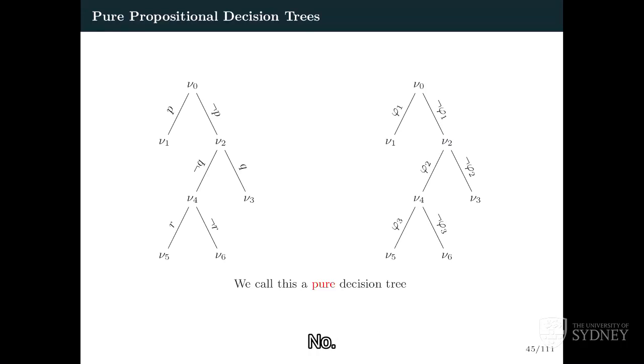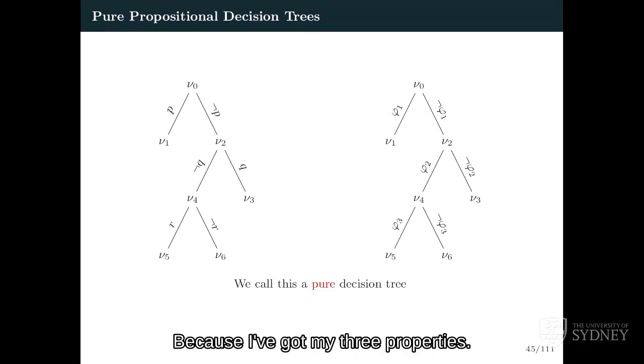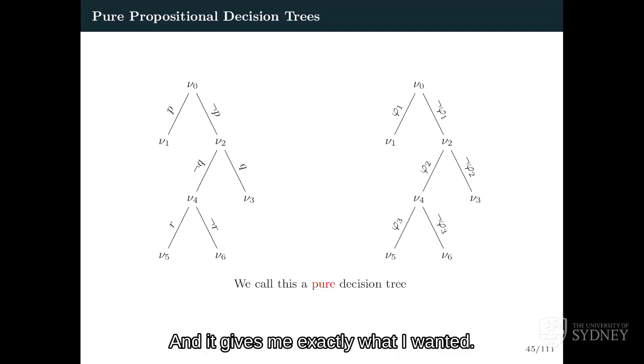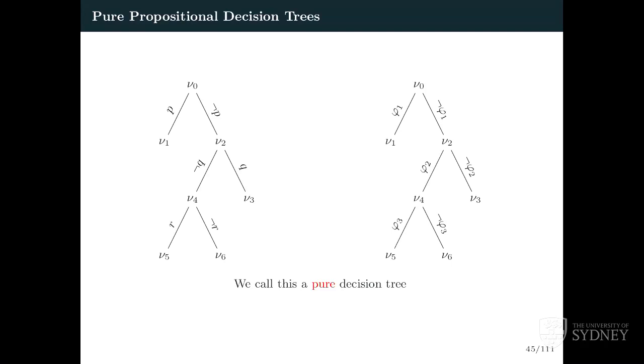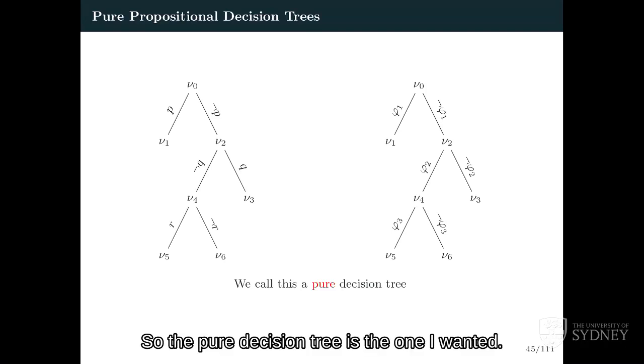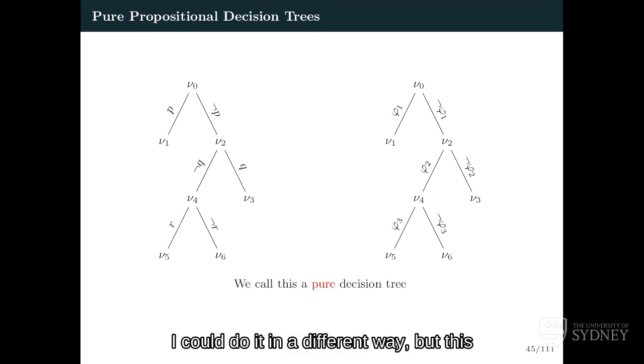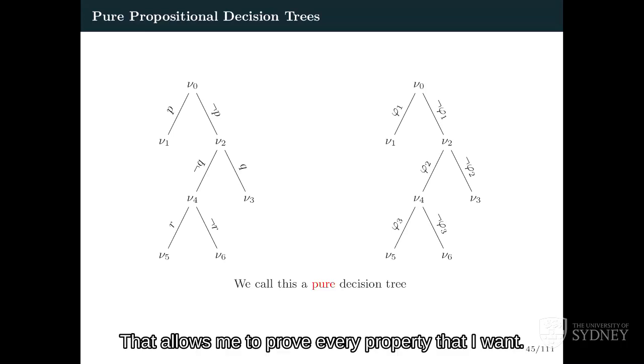Do I need to do it? No, because I've got my three properties, and I know that this way is correct, complete, and efficient, and it gives me exactly what I wanted. So the pure decision tree is the one I wanted. The decision tree is how I get it. I could do it in a different way, but this is an easy way to do it that allows me to prove every property that I want.